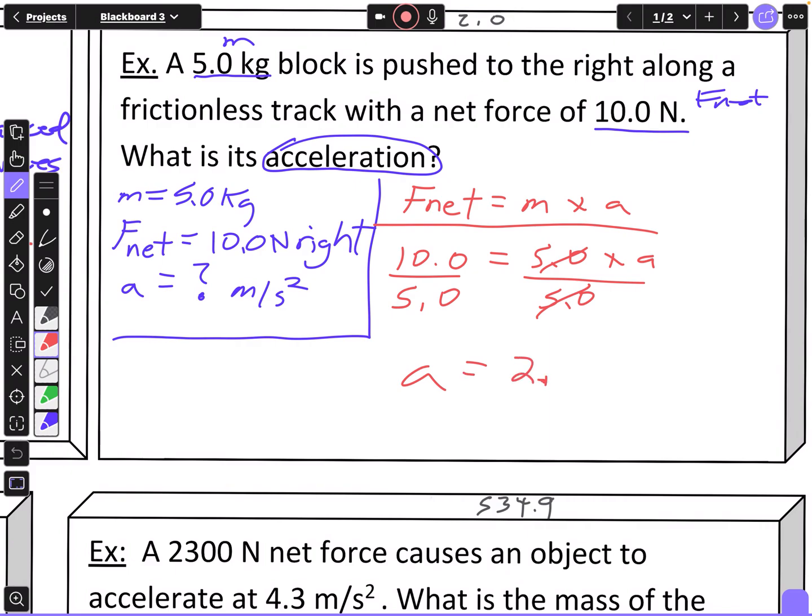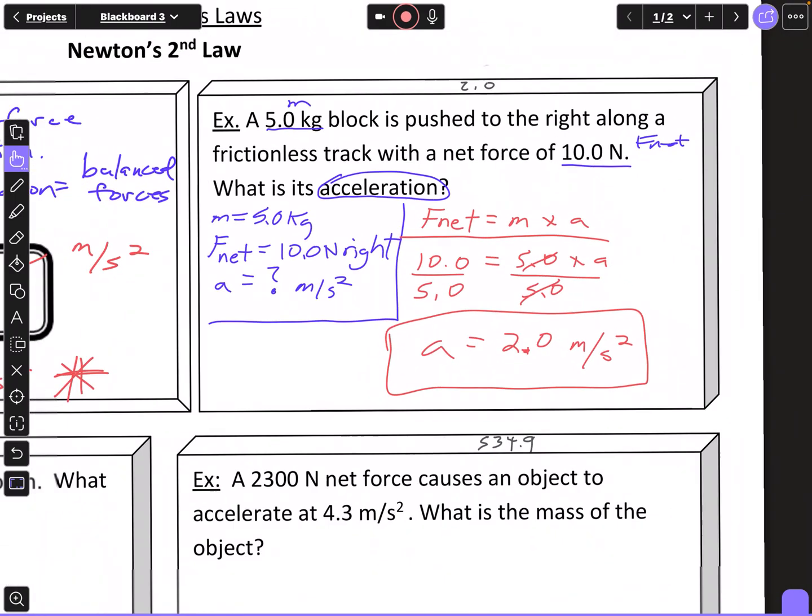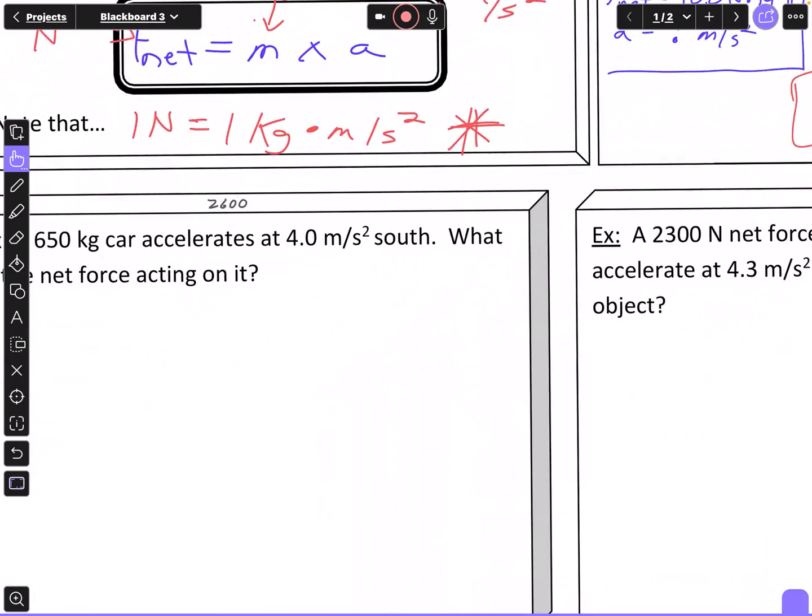You need to round these to 2 decimal places. So if it's a whole number, just say 2.0. And then my units of acceleration, meters per second squared. Show my work, put a box around my answer when I'm finished. Okay, let's look at the next one.